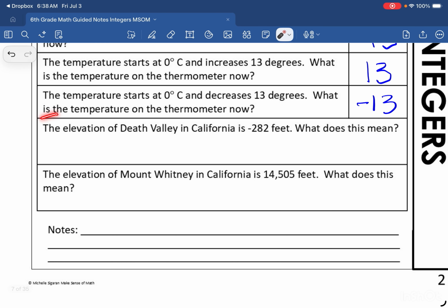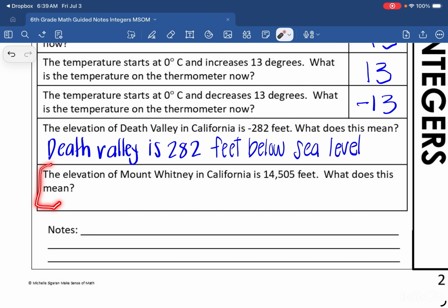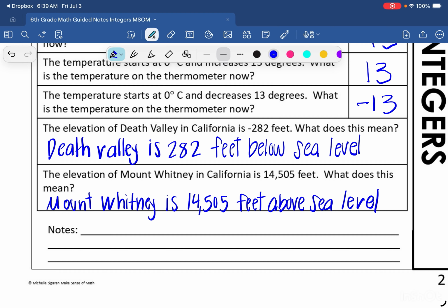The elevation of Death Valley in California is -282 feet. What does this mean? This means that Death Valley is 282 feet below sea level. The elevation of Mount Whitney in California is 14,505 feet. What does this mean? This means that Mount Whitney is 14,505 feet above sea level.